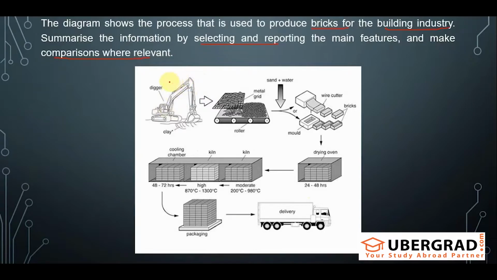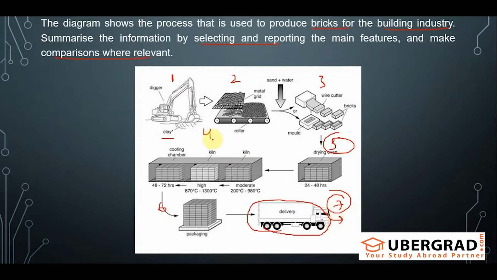So first thing that you have to do is count the number of stages. So 1, 2, 3, 4, 5, 6 and 7. So there are 7 stages in this process. It starts with a digger digging the clay and ends with the final product being delivered to wherever it is required, construction sites or wherever it is required.